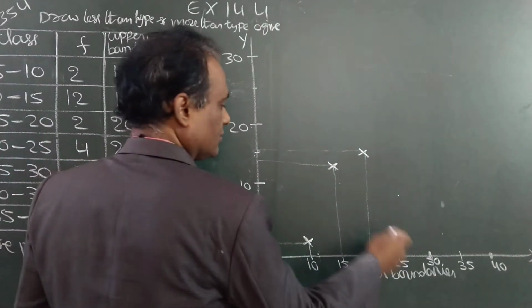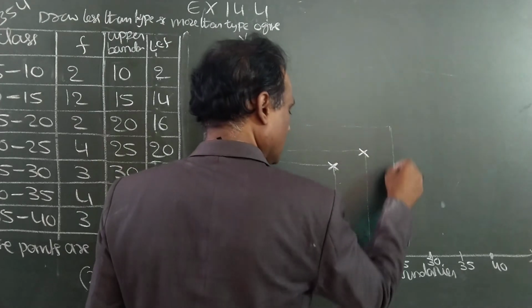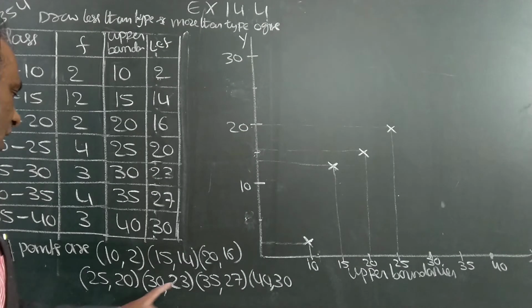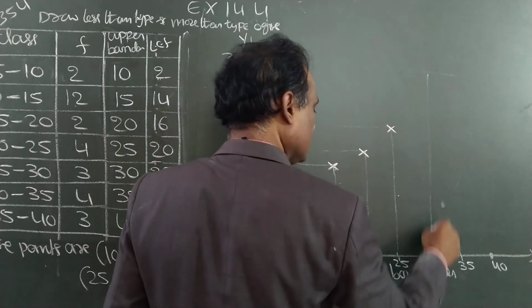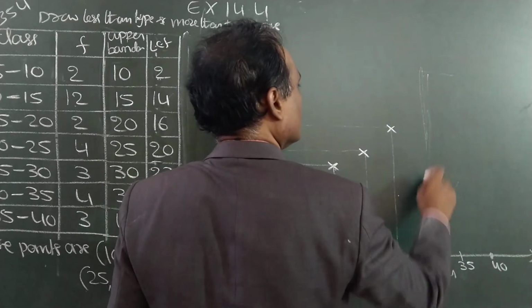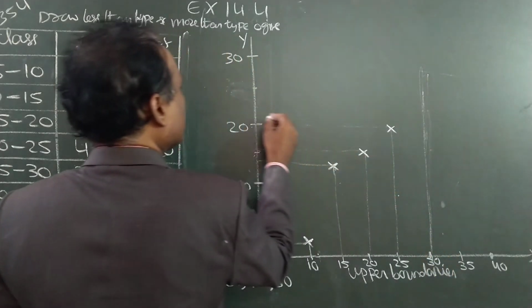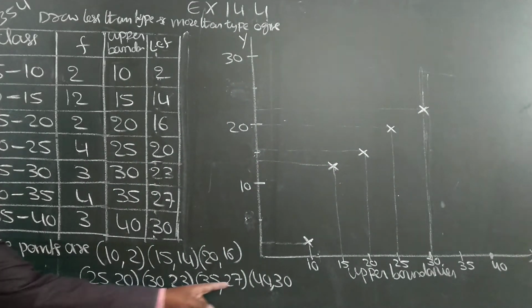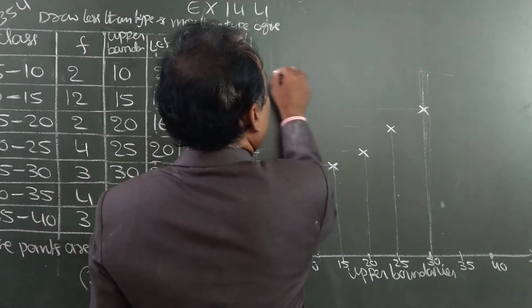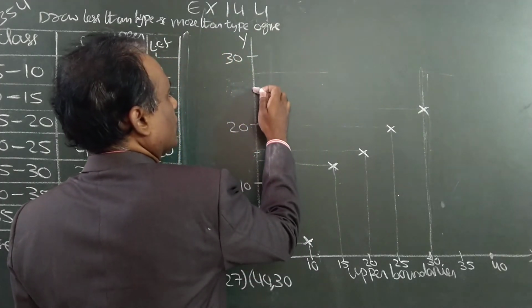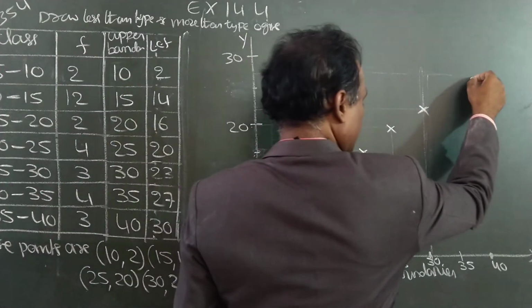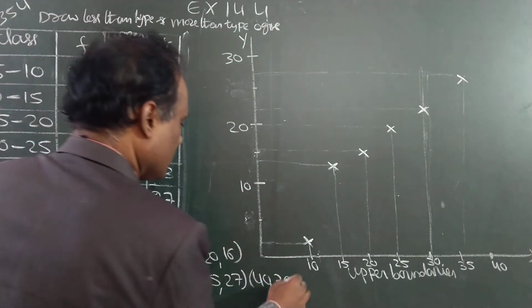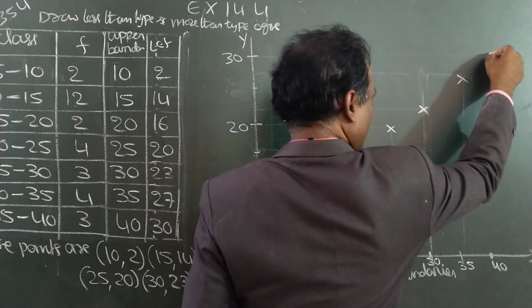25, 20. 30, 23, is here. 35, 27; 27 means 21, 22, 23, 24, 25, 26, 27, approximately. And 40, 30.